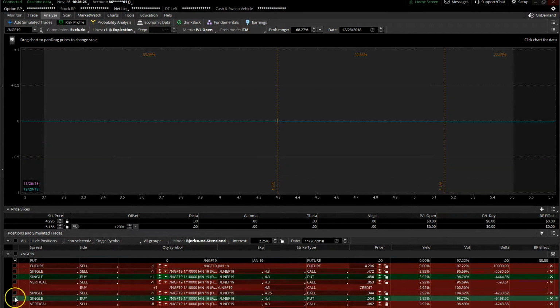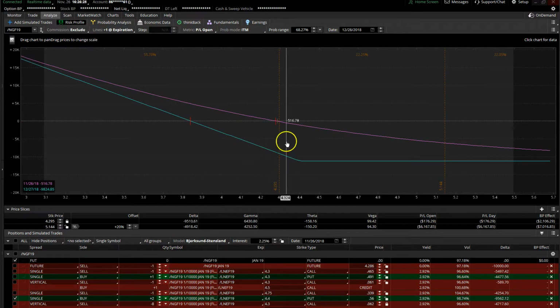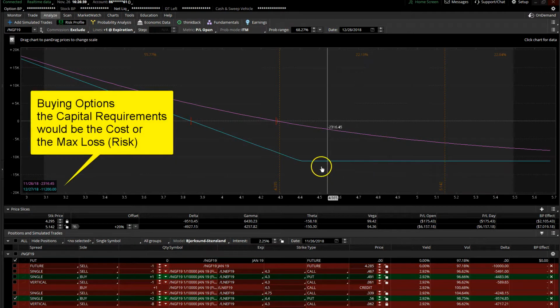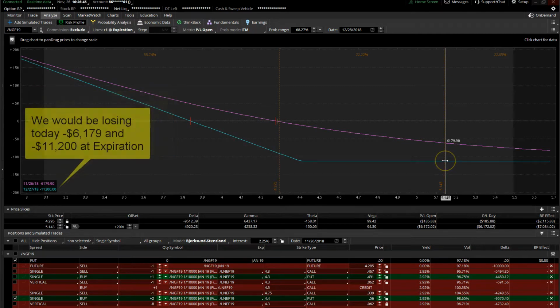So if we compare it with a put, now we will have to buy 2 puts so that our capital requirement will be around $11,000. So our max loss will be $11,000. And if we get that same 20% move, at that time we'll be losing around $6,000, but at expiration we'll be getting a max loss of $11,000.